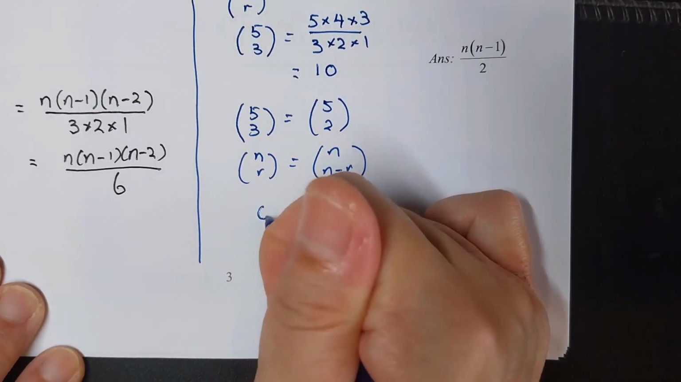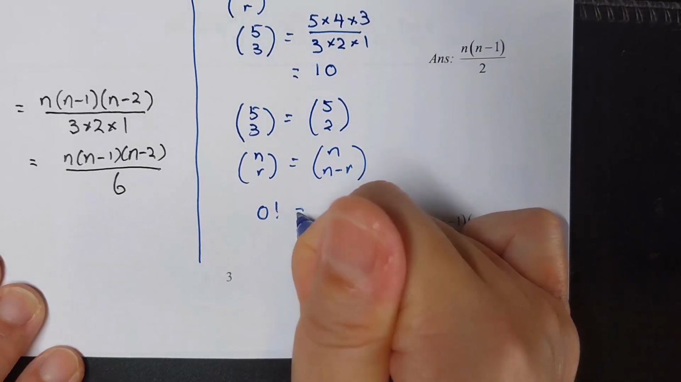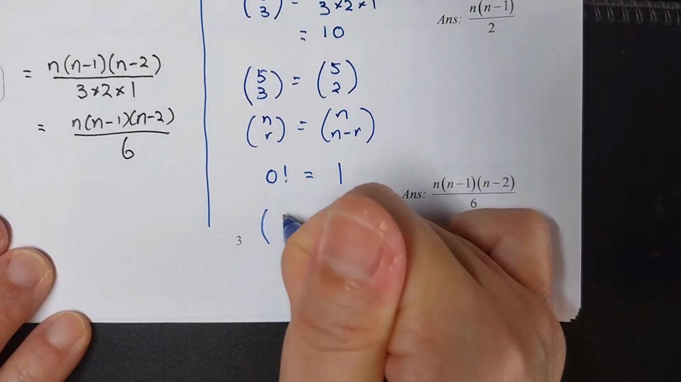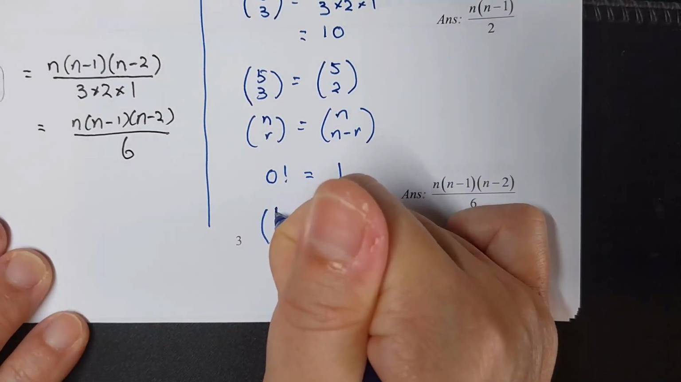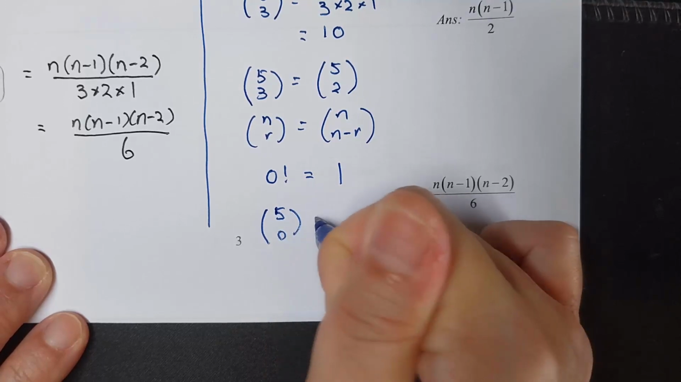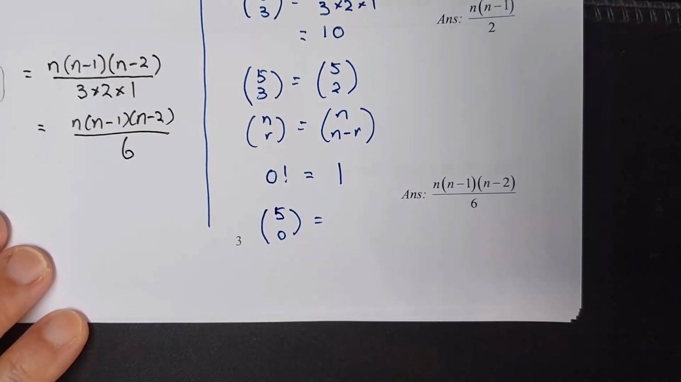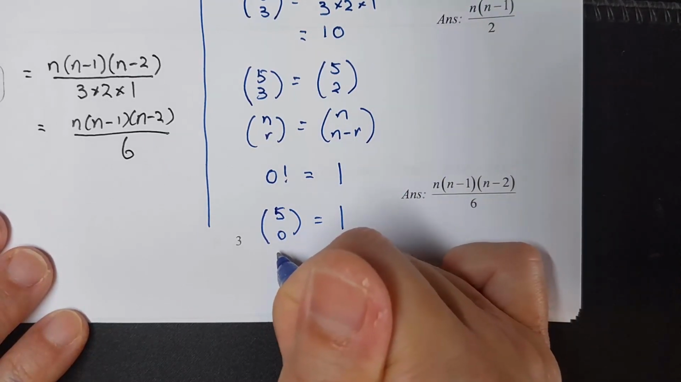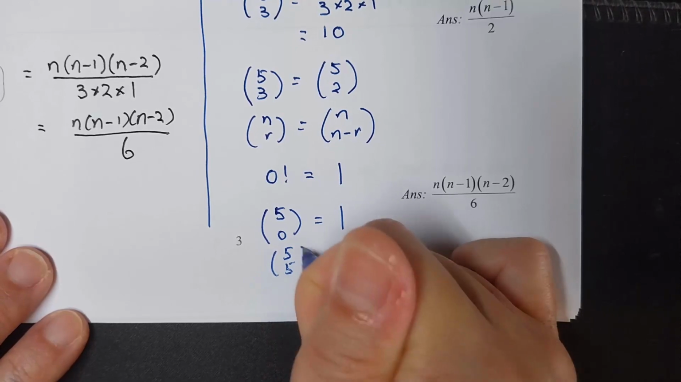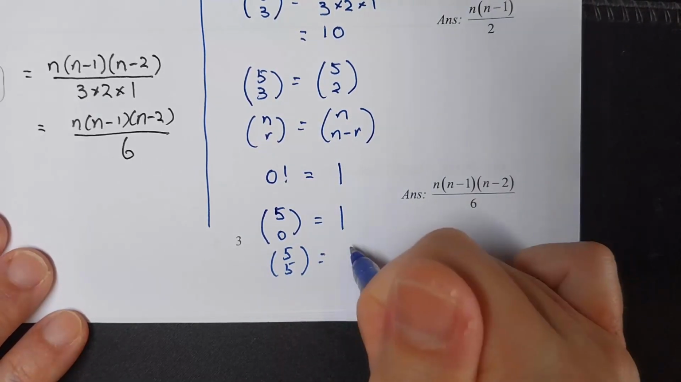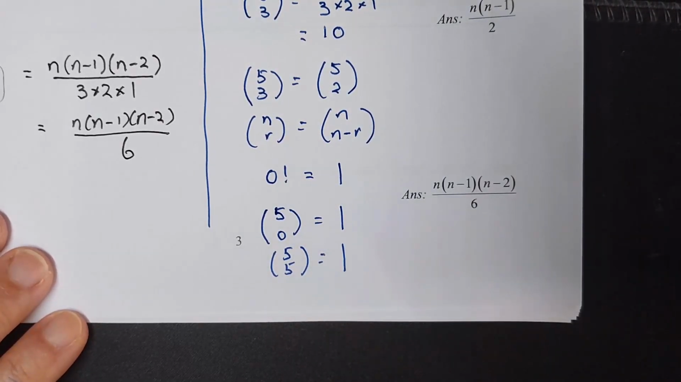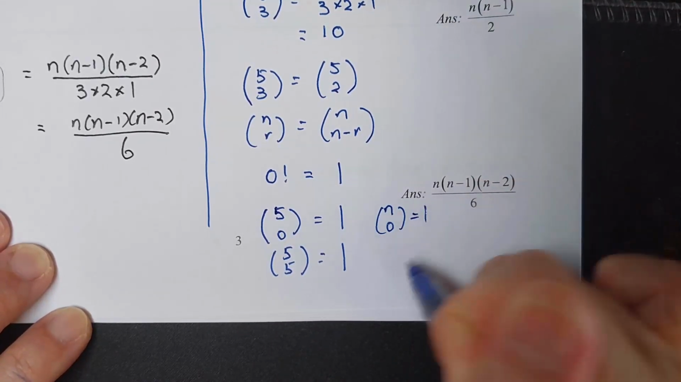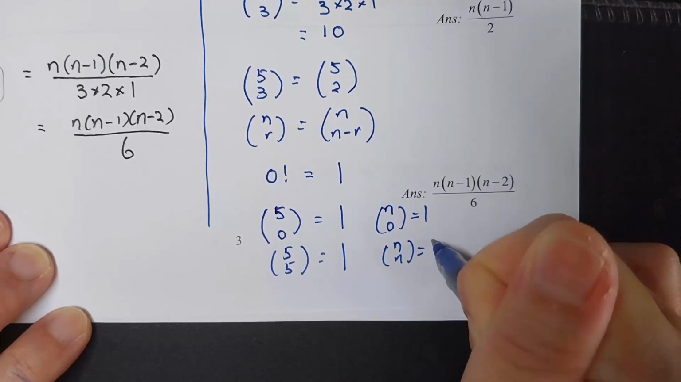We also learned that 0 factorial is actually equals to 1, not 0. And so, let's say we have 5 choose 0. That will give us, yes, 1. As 5 choose 0 is the same as 5 choose 5. And we can easily find that 5 choose 5 is actually 1. So, in summary, the last 2 part means that n choose 0 will always give us 1, and n choose n will also give us 1.